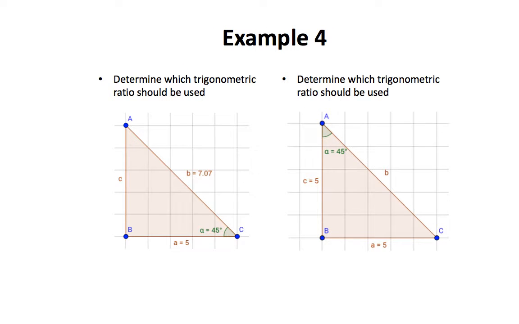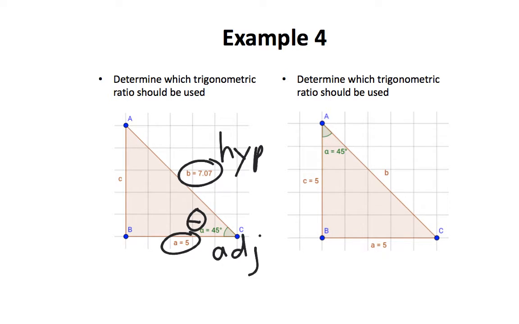In our fourth example, we want to determine which trigonometric ratio should be used. The first thing you should do is identify theta. The angle we've been given is A, which is 45 degrees. I'm going to relabel this as theta. That would mean this side would be hypotenuse, and this side would be adjacent. If you look back at SOH CAH TOA, you'll notice that the trig ratio that contains adjacent and hypotenuse is cos theta is equal to adjacent over hypotenuse.